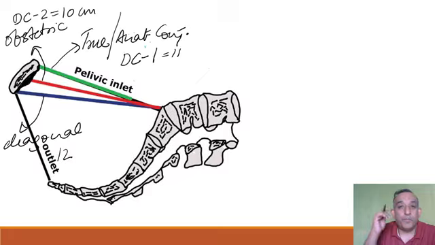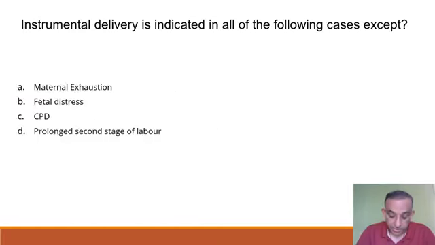So how much is the suboccipitobregmatic diameter which is entering the pelvis? That is 9.5. And how much is the obstetric conjugate? That is 10 centimeters. So in this pelvis, where the obstetric conjugate is 10 centimeters, the head of the baby can easily enter inside. So that is what is known as the diameters of the inlet. All right, let's move on to the next one.